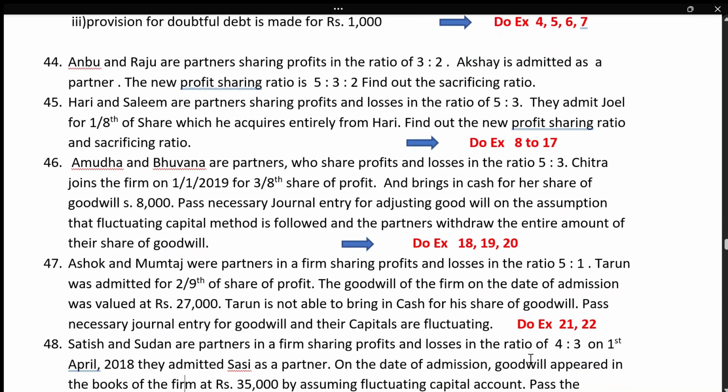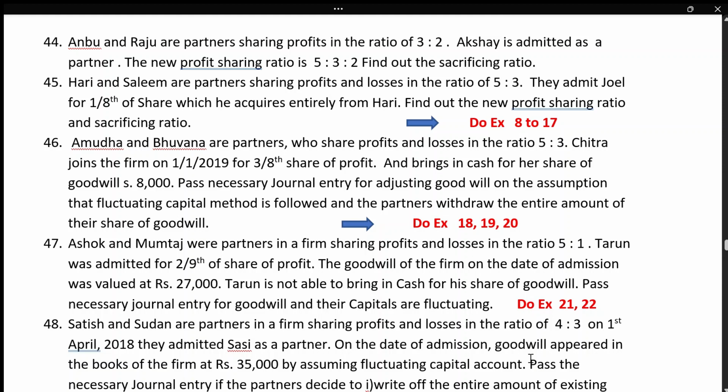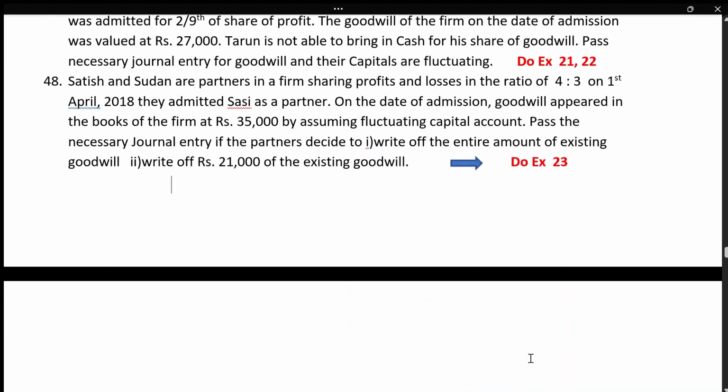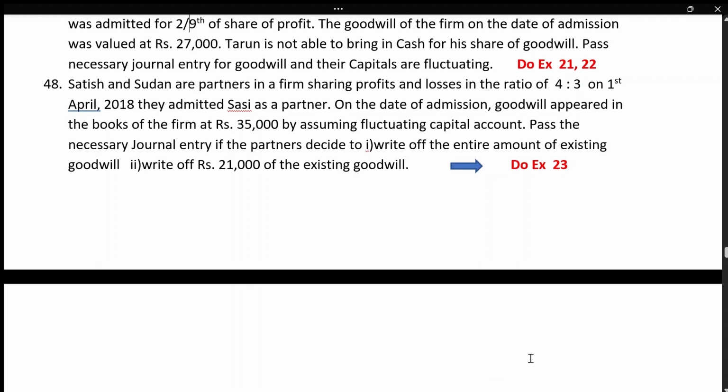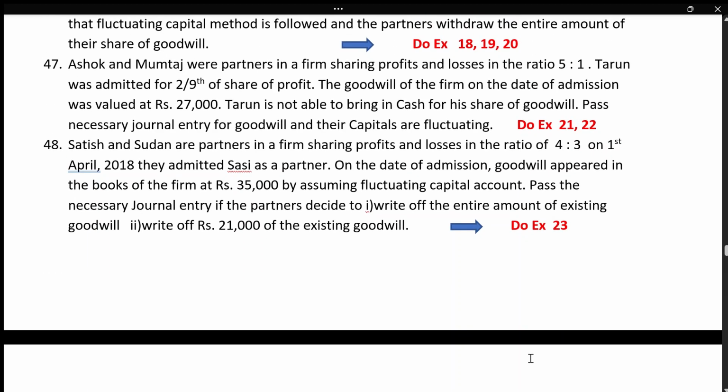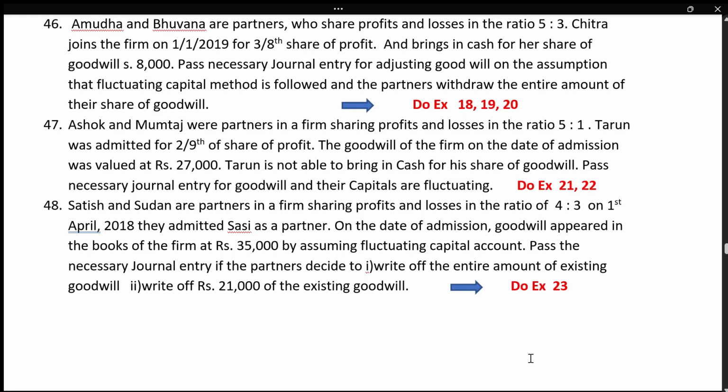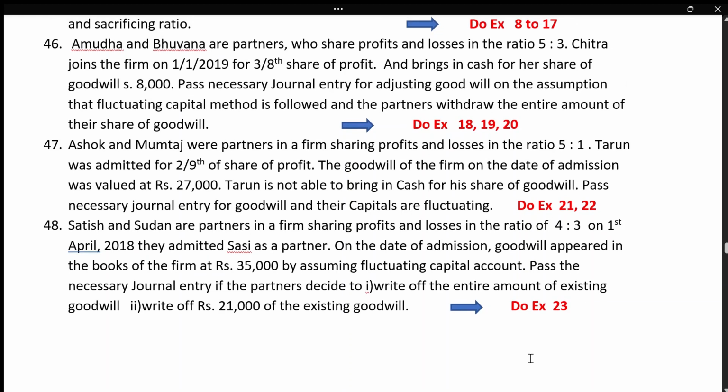Next is adjustment of goodwill. Question number 46, adjustment of goodwill. The new partner will bring goodwill in cash, so for that you have to pass journal entry. If he brings goodwill in cash, the partner will immediately withdraw the entire amount. In the next sum, the partner will withdraw half of the amount of the goodwill brought by the new partner.